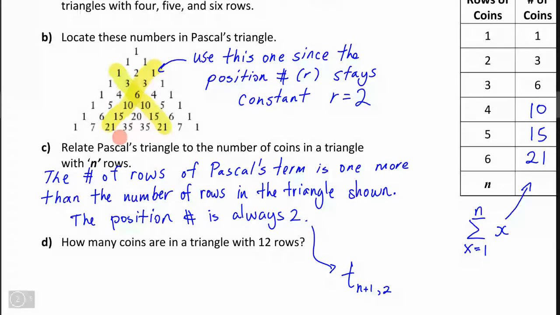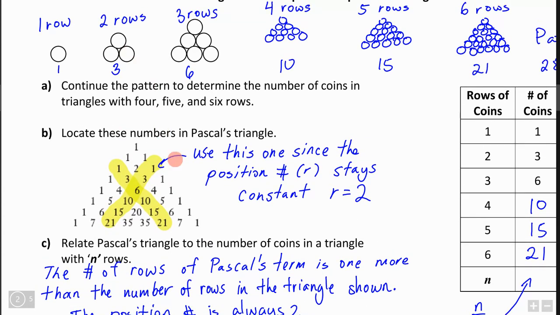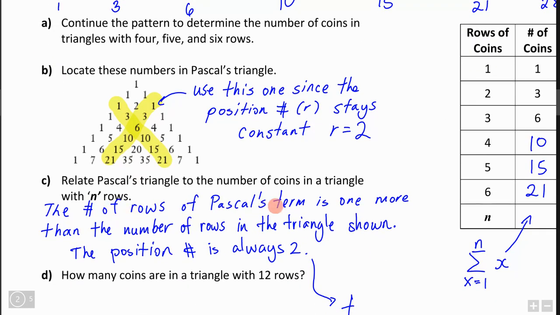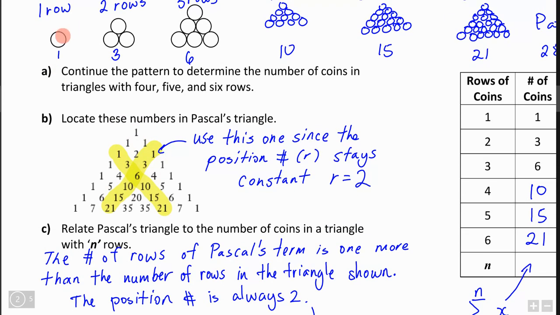Okay, so if you look at this row right here, this is row number 0, 1, this is row number 2. This is row number 2, and then the R value is 1. But in the example, it's row 1, one row of coins. So the row number in Pascal's term is 1 more than the number of rows in the triangle that we have up here. Okay?